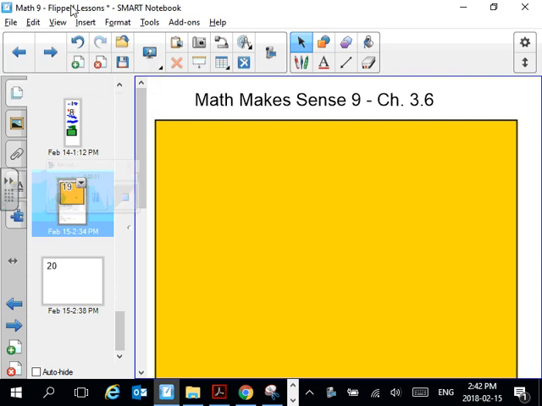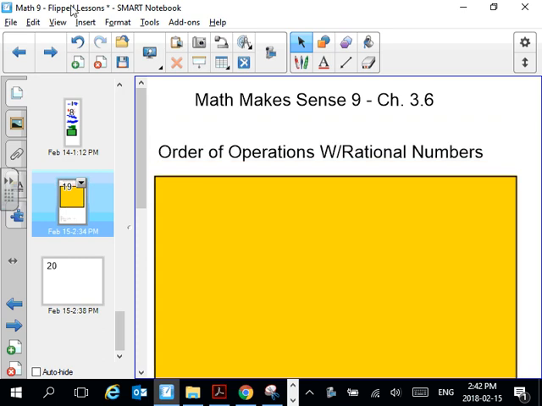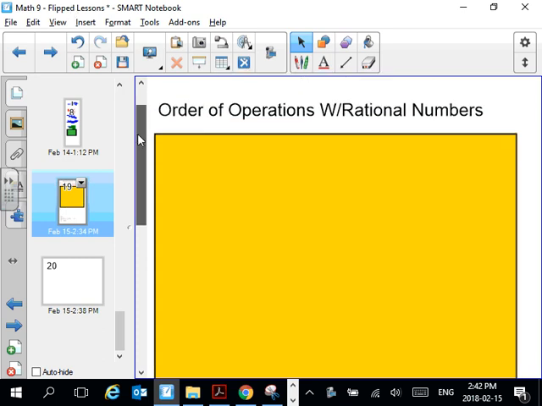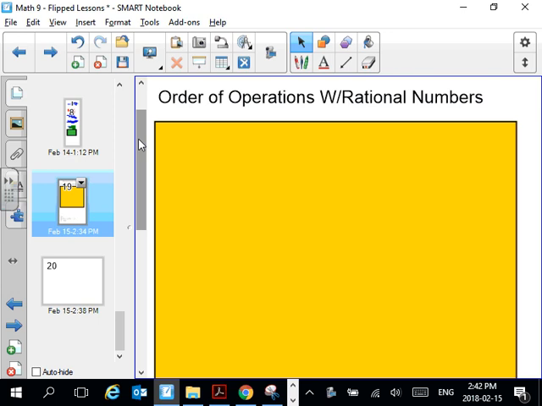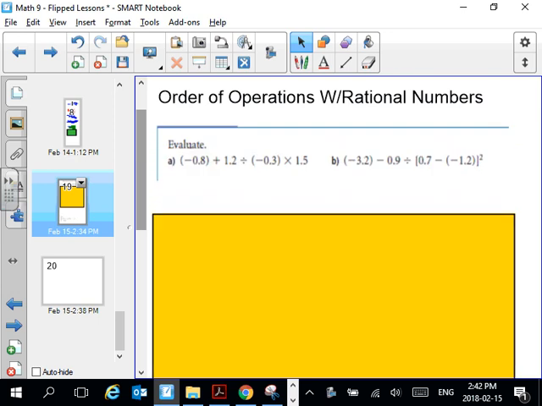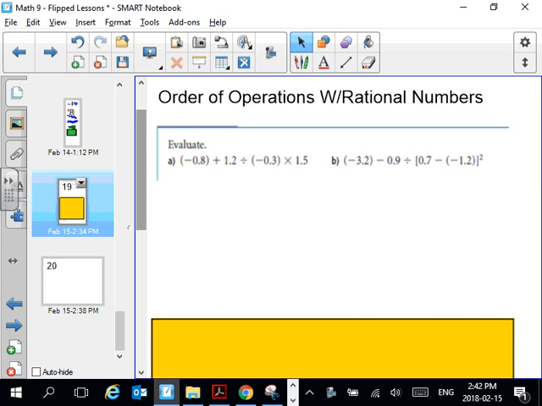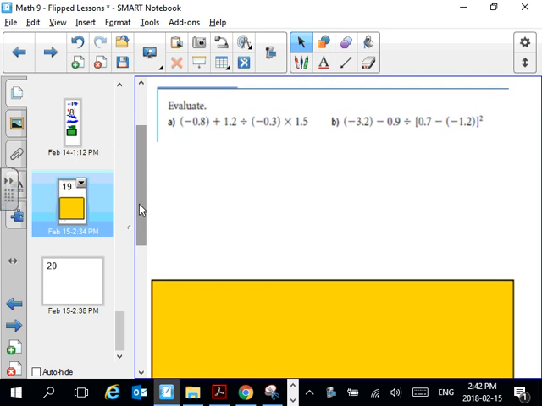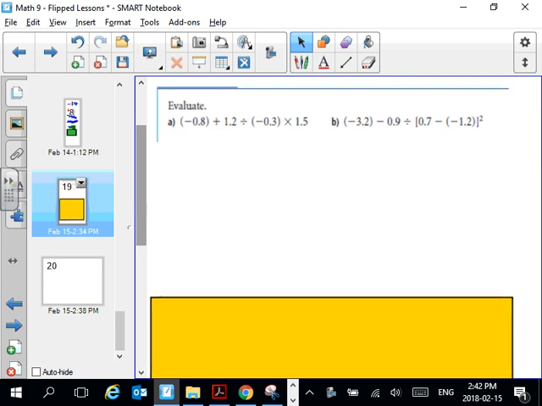Welcome to math class. We are continuing on in the Math Makes Sense 9 textbook. We're on section 3.6, which is the order of operations with rational numbers unit. This should be a little bit of a review from grade 8. We're looking at the order of operations, but particularly how we might have to deal with some problems such as positive and negative signs, decimals, fractions, just a slightly more complicated version.